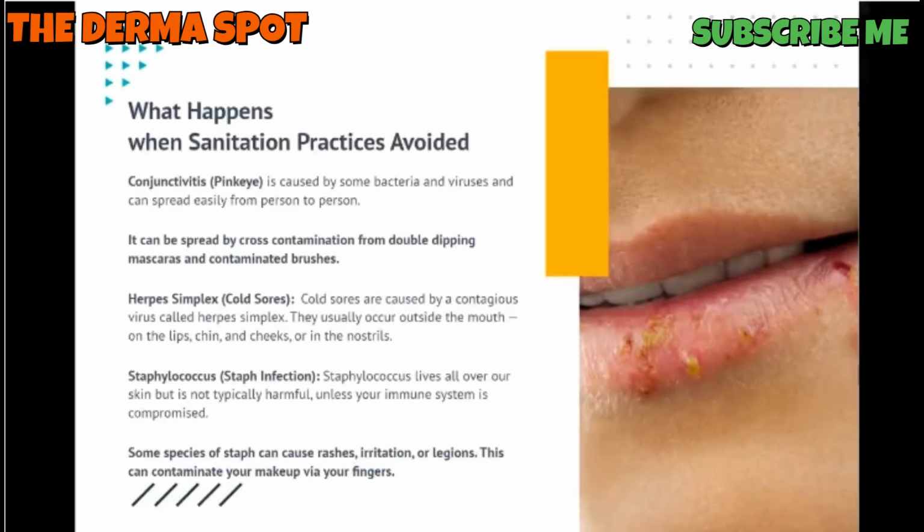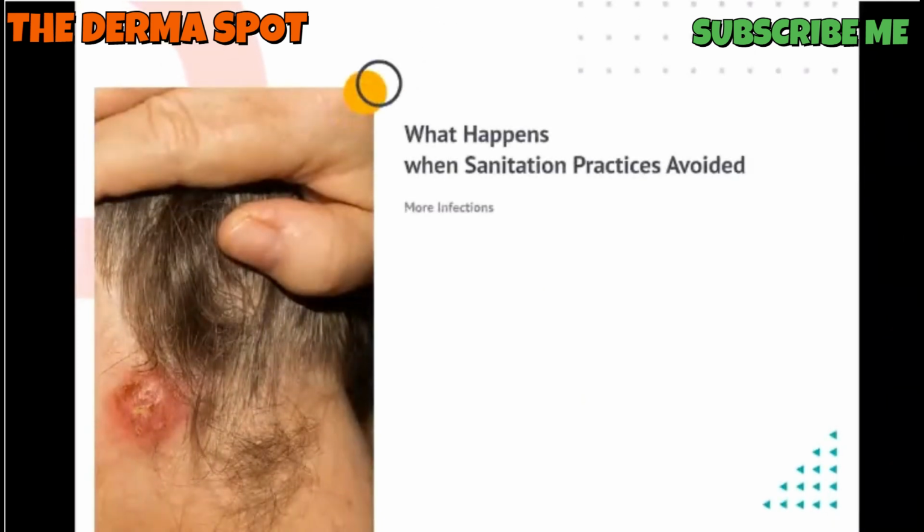Staphylococcus, staph infection. Staphylococcus lives all over skin, but is not typically harmful unless your immune system is compromised. Some species of staph can cause rashes, irritation, or lesions. This can contaminate your makeup via your fingers. More infections.